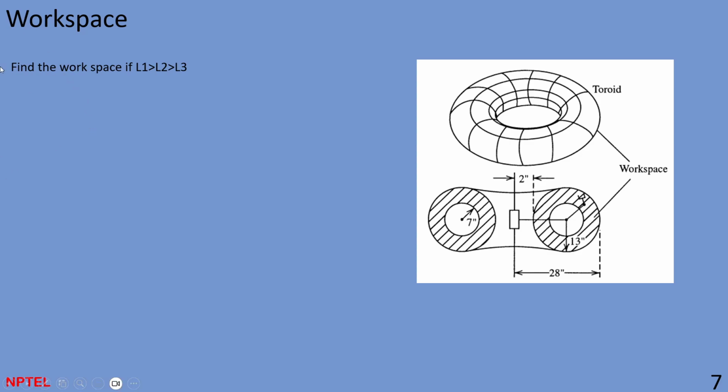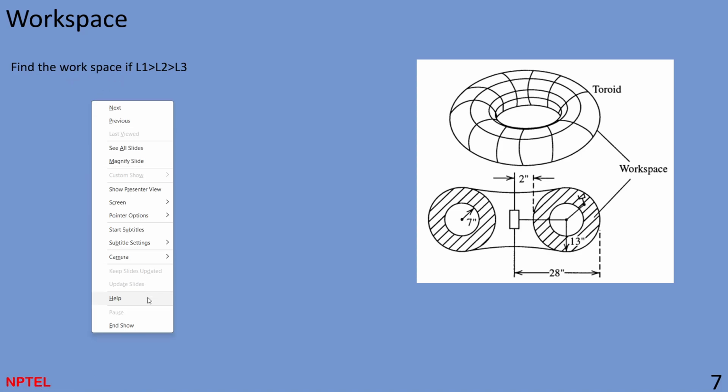So let's find the workspace. Basically it tells you to find out what is the area or volume a manipulator can cover. Here in this case it's a 3 degree of freedom manipulator, so it will be a volume. For a 2 degree of freedom manipulator, it is some kind of an area. So let's just see how to plot this.